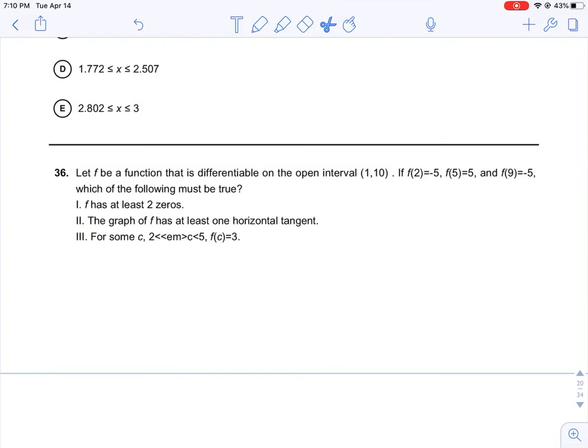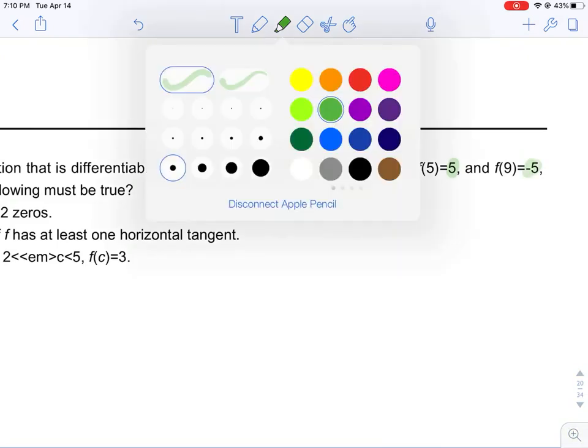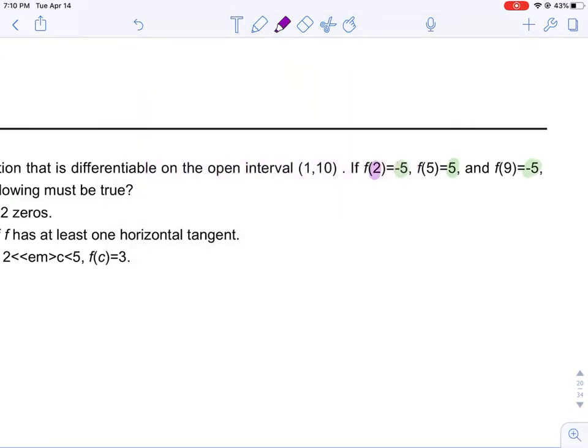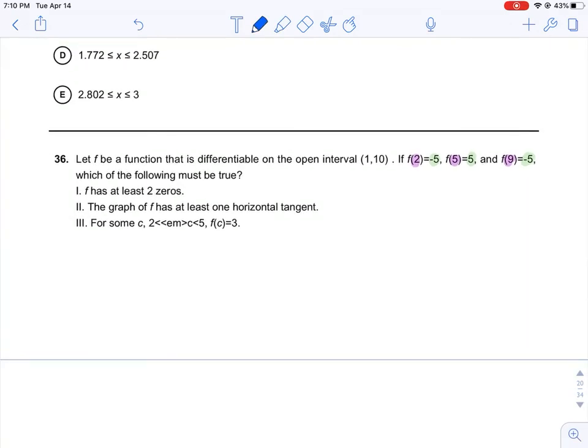36, we've got some information here, f of 2, f of 5, and f of 9. Which of the following must be true? So our y value changed from a -5 to a +5 back to a -5. Pay attention to the x values. I don't think they would do this, but these x values do go in order. That would be important for what we're doing here. Okay, so it has at least 2 zeros.